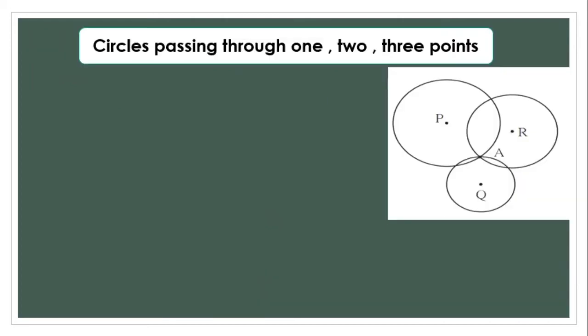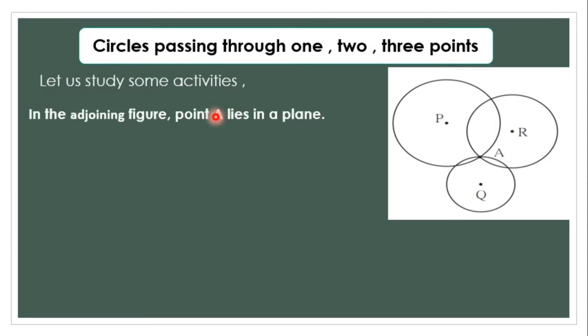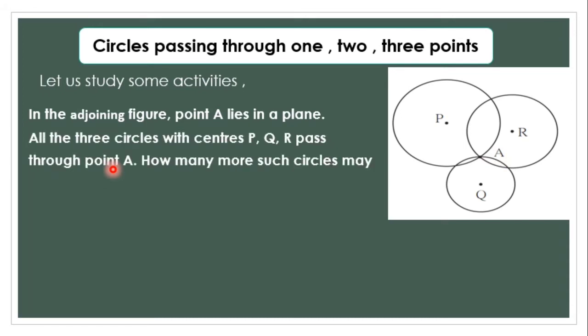Now let us start with the actual topic, that is circles passing through 1, 2 or 3 points. Here you can see the figure. So let's discuss it. Let us study some activities now. In the adjoining figure, point A lies in a plane. Then all the three circles with centers P, Q, R pass through point A. We can see here in the figure.